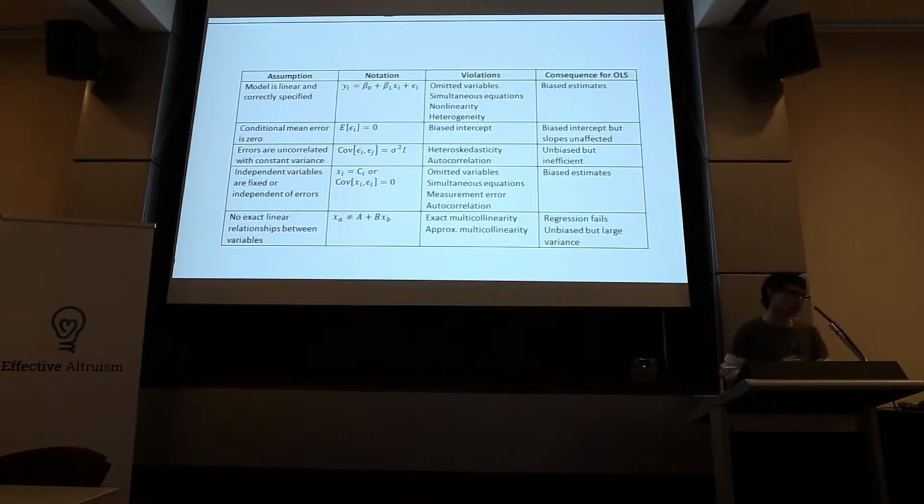I'm talking about the assumptions of OLS, ordinary least squares. Now I'm going to talk about why those assumptions can be violated. You'll note that there are some commonalities. So omitted variables can be a problem for assumption 4 and assumption 1.